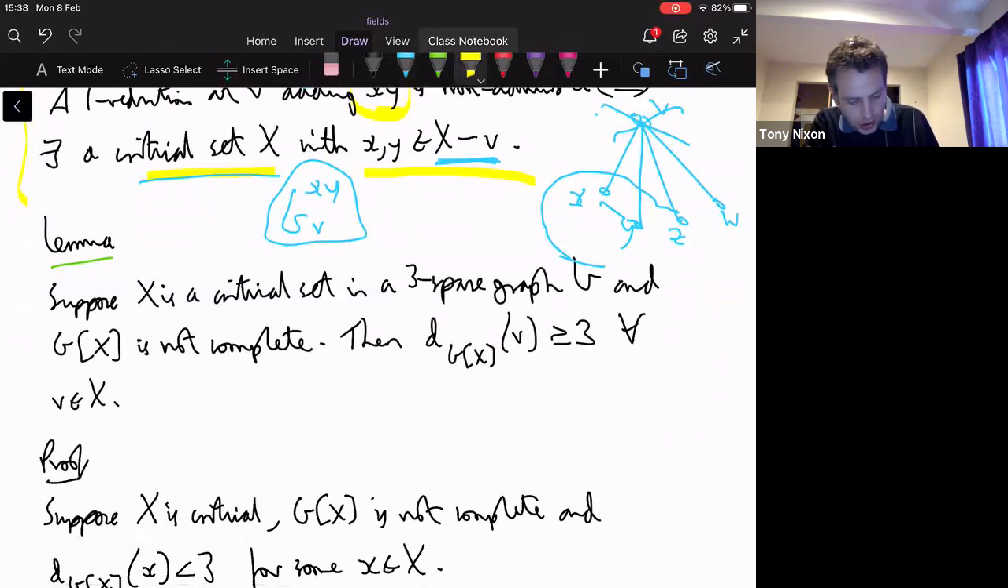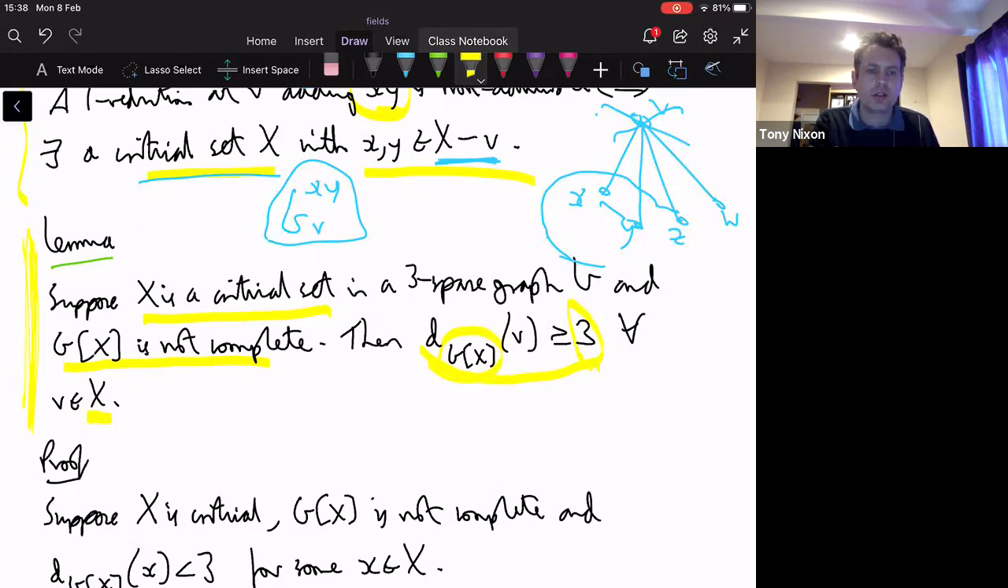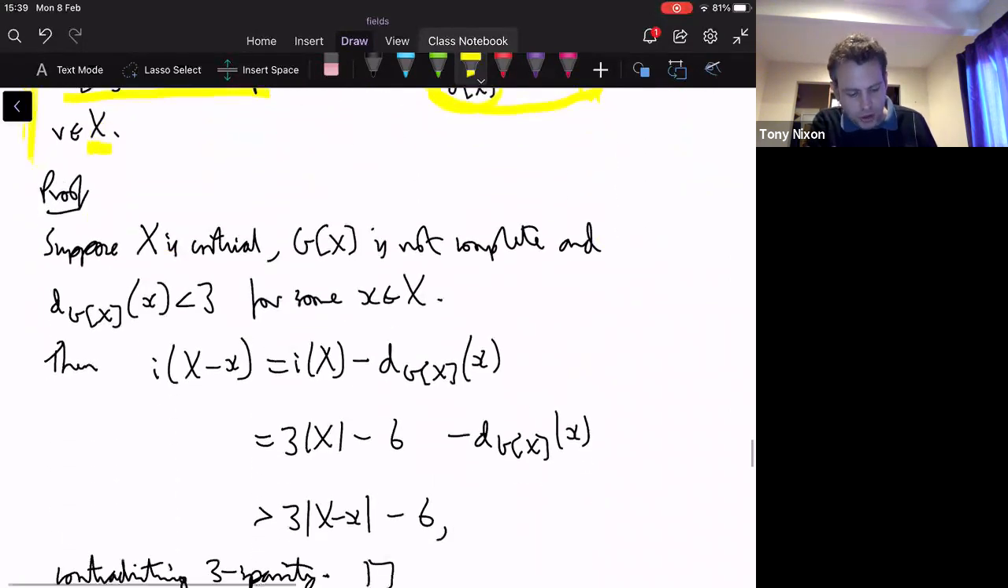Okay, so here's a lemma, and this is really a very simple lemma, but this is the reason that the degree is going to help us, because we can apply this. So if I take a critical set in a free sparse graph, and let's suppose we're taking a critical set with 3v minus 6 edges, not a complete one, then the degree of every vertex in X is at least 3 in the subgraph induced by X. So X is a free type graph itself, so its minimum degree is 3, so every vertex in it has degree at least 3. So that's easy, but I'll just do a very short proof anyway.